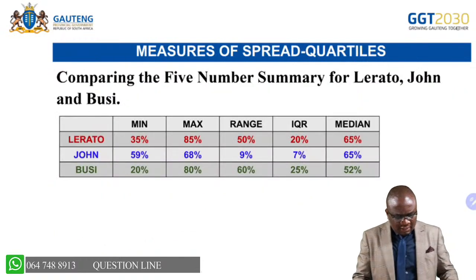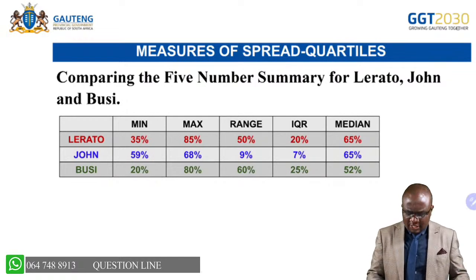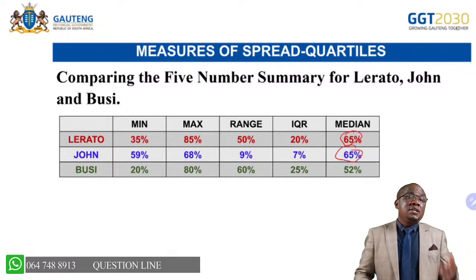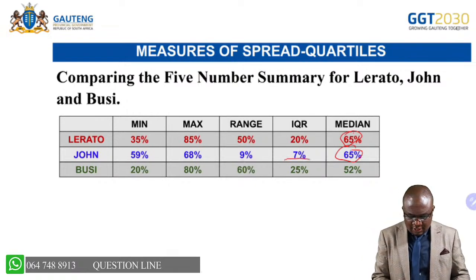Now, comparing the 5-number summary for Lerato and John, we've talked about this. We said that the median for the two was 65, and we could not summarize the data by using the measure of central tendency only. So we had to use the measures of spread.